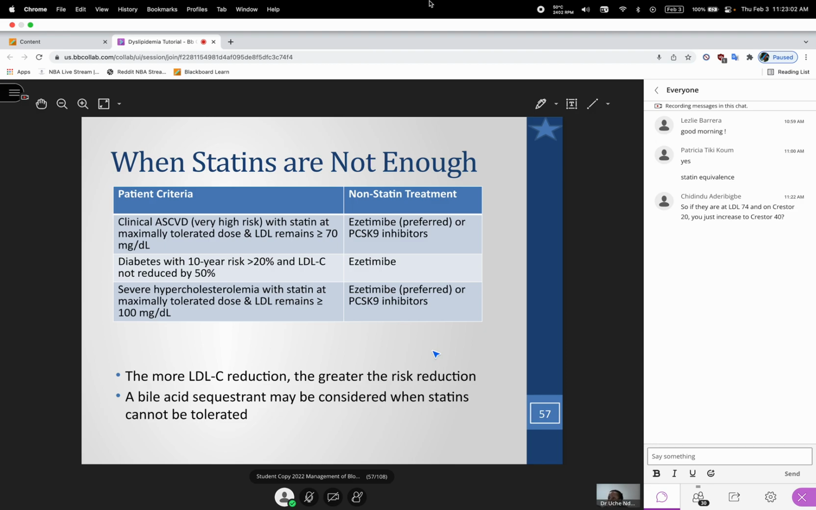Chitty said if they are at an LDL of 74 and on Crestor 20, you just increase to Crestor 40. Absolutely, that's a great question. So this is somebody who has clinical ASCVD and their LDL is still greater than 70. On Crestor 20, you can increase them to Crestor 40 because that's still a high intensity statin. That's still a dose that is recommended. So give them Crestor 40 before you start considering these other options for saying that statin therapy is not enough, okay?